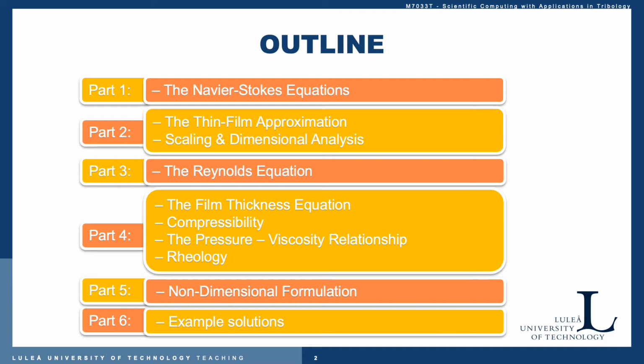In part 4 we will have a look at the film thickness equation, which involves a few interesting aspects. We will also take a look at compressibility, the pressure-density relationship, and then the pressure-viscosity relationship, and then a little bit about the rheology, and in the end we will see a few example solutions. I'm sorry, I rushed it a little bit. Before the examples there will be a non-dimensional formulation of the Reynolds equation also.